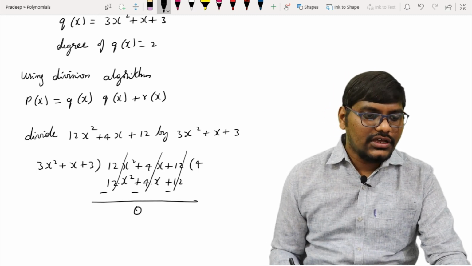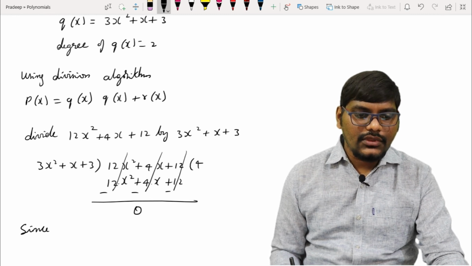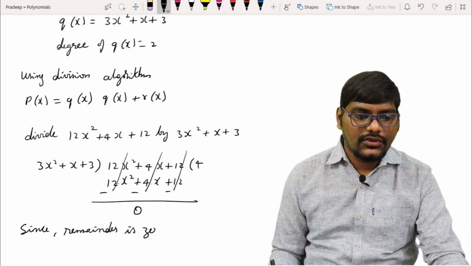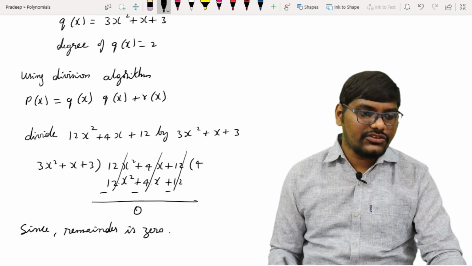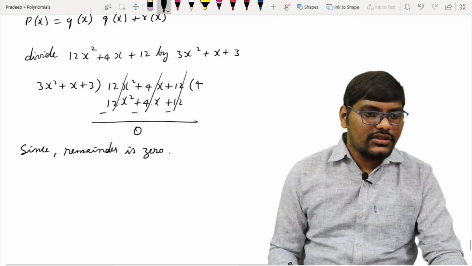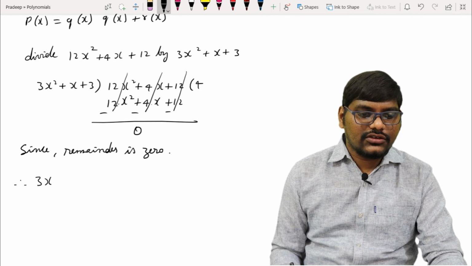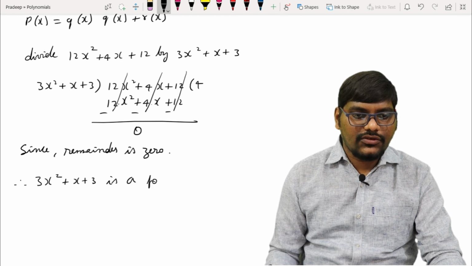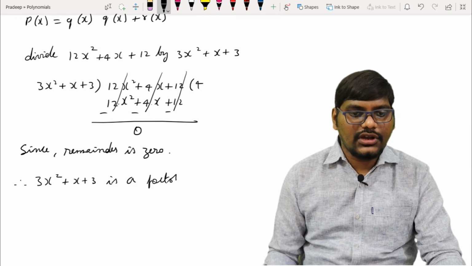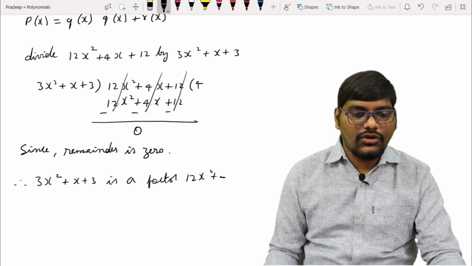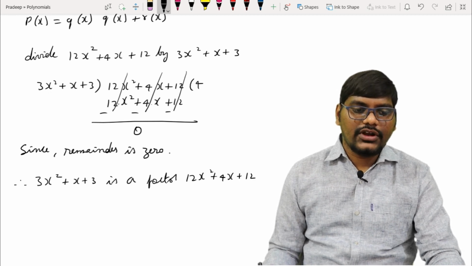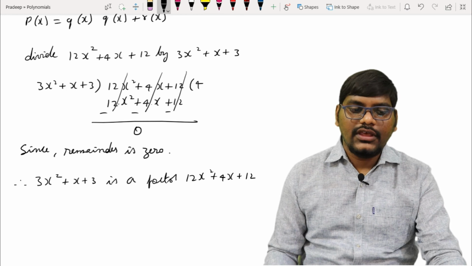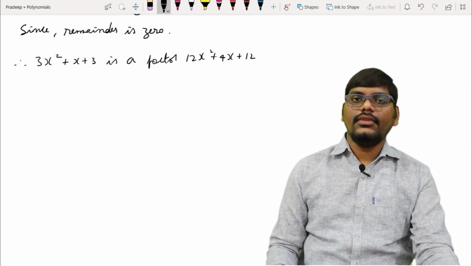So let's do further. Since the remainder is 0, what we can say, I'll write the conclusion: therefore 3x square plus x plus 3 is a factor of the polynomial 12x square plus 4x plus 12. Alright, so this is for the first one and we have 2 more, we'll go for those also. Let's see the second one.